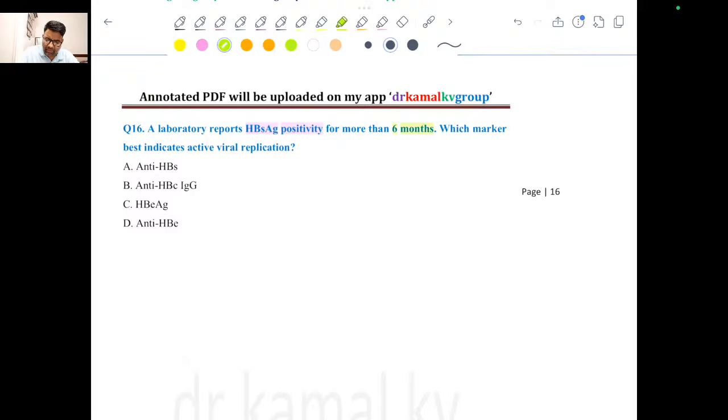Now, which marker indicates active viral replication? So I think it's a very basic question, most of you must be knowing. So hepatitis B surface antigen more than 6 months. So yes, it goes in favor of chronic hepatitis.